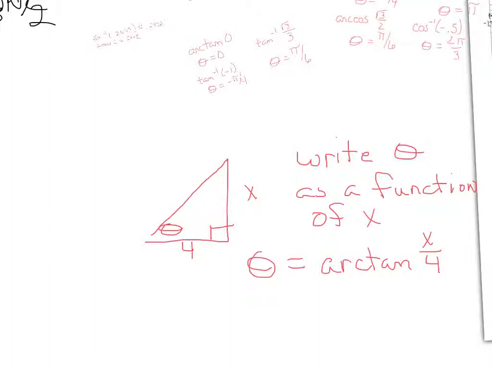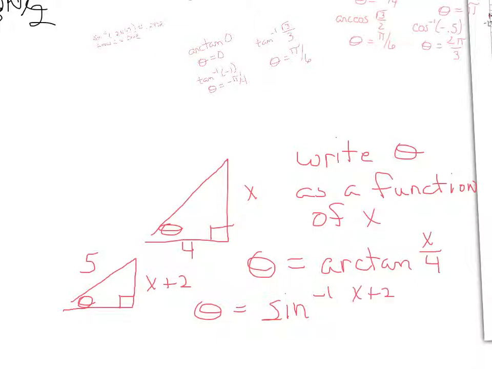If we had another one, for instance, this again works with right triangles. This is theta, and this is 5, and this is x plus 2. Theta equals what? William? Inverse sine of x plus 2 over 5. Inverse sine or arc sine, either one is correct. That's all it's asking you to do on the last few problems I'm going to ask you to work on.